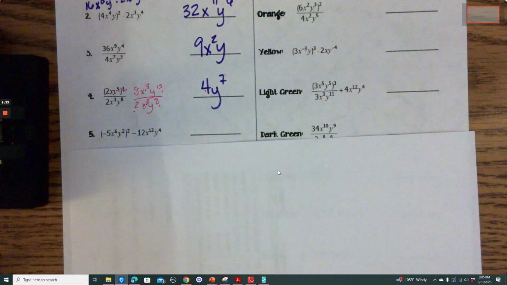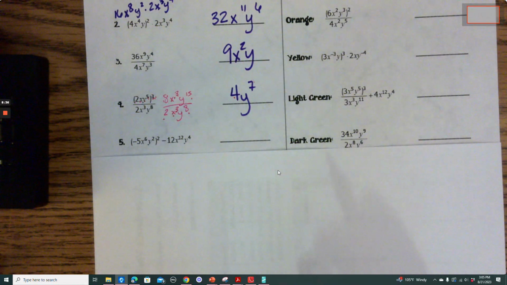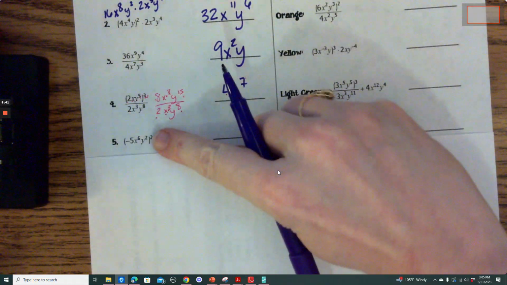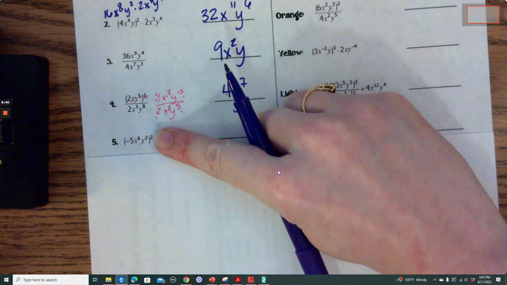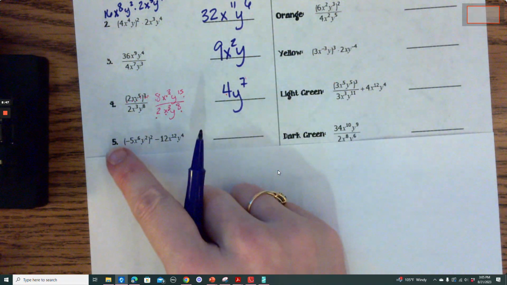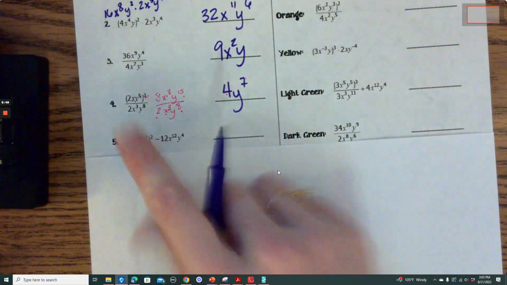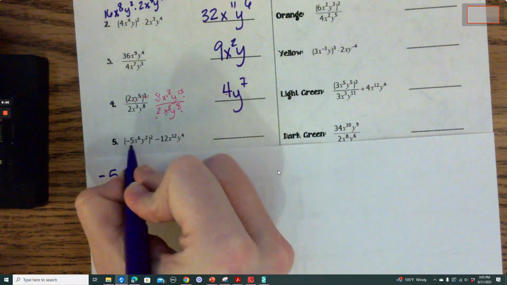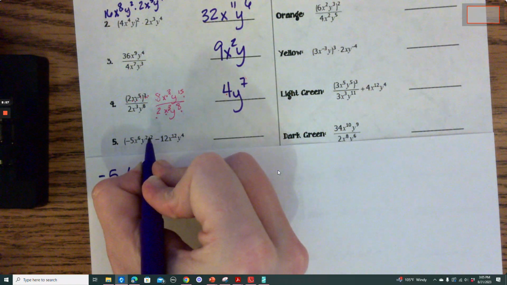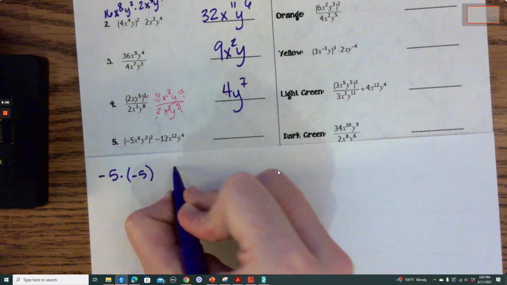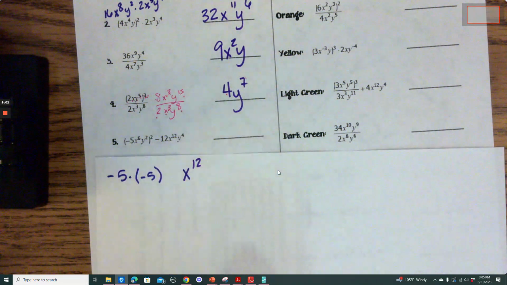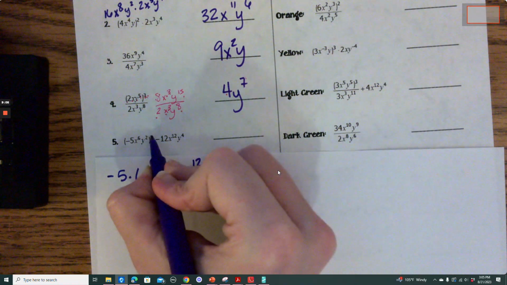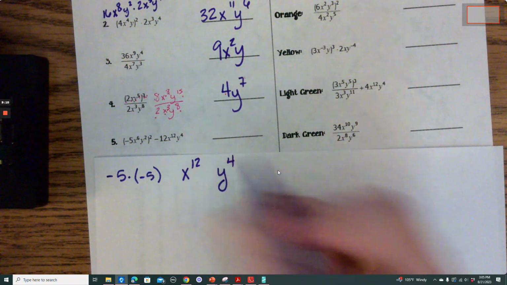So negatives. This one has subtraction. So I want to look at everything in front of that subtraction sign first. So each piece in here, if it's squared, is happening twice. So I would have negative 5 times negative 5. I would have x to the 6th twice. So that's x to the 12th, 6 times 2. And then I would have y squared. 2 times 2 is 4.